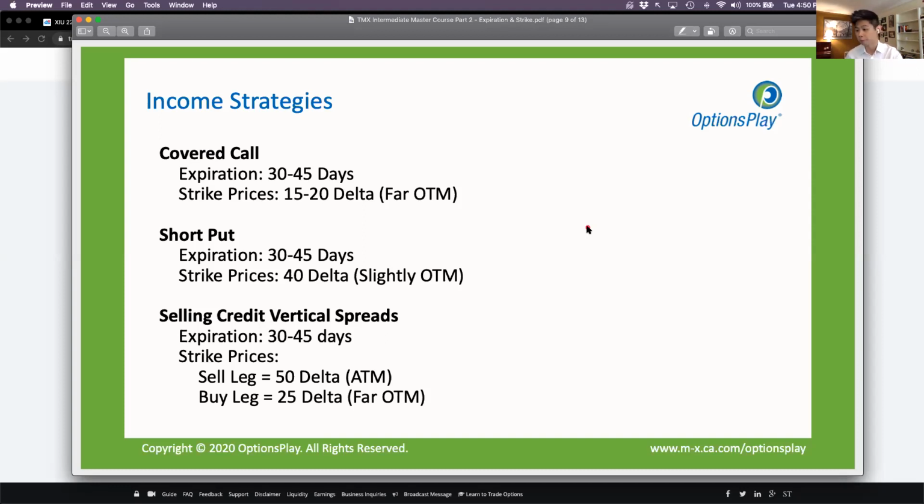So when you're selling a put option, same thing, 30 to 45 days. You don't want to go out further than 45 days, because if you go out further than 45 days, you can sell shorter dated options more frequently.